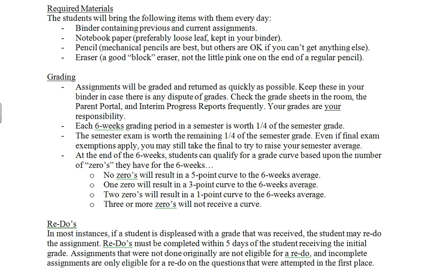Each 6 weeks grading period in a semester is worth 1/4 of your semester grade. The semester exam is worth the remaining 1/4 of your semester grade. Now, guys, I cannot overemphasize how important the semester exam is. It is alarming how many students simply show up to semester exams having not prepared or studied for them at all. They just walk through the door like it's another regular day in paradise and have their fingers crossed, hoping they do well. We're basically talking about a test that is 80 minutes long that counts as much as 4.5 months of sitting in a class. That is huge.